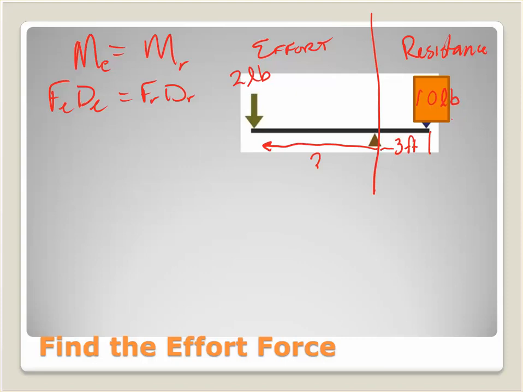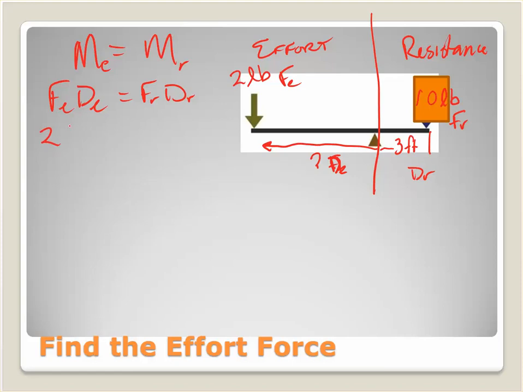Now let's label our things that are given to us. This is my resistance force. This is my resistance distance. This is my effort force. This is my effort distance. Put a D down there, not an F. So now it's time to plug in what we know.